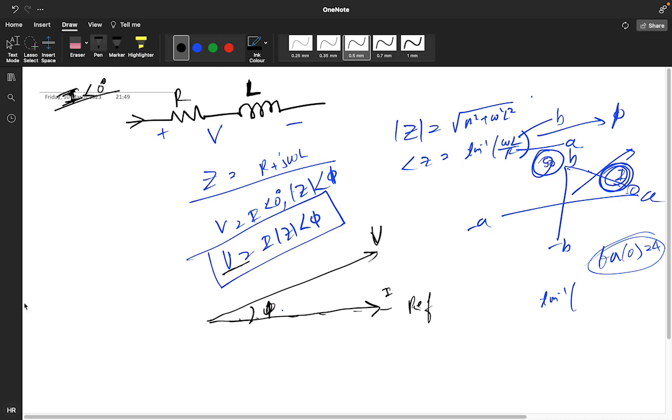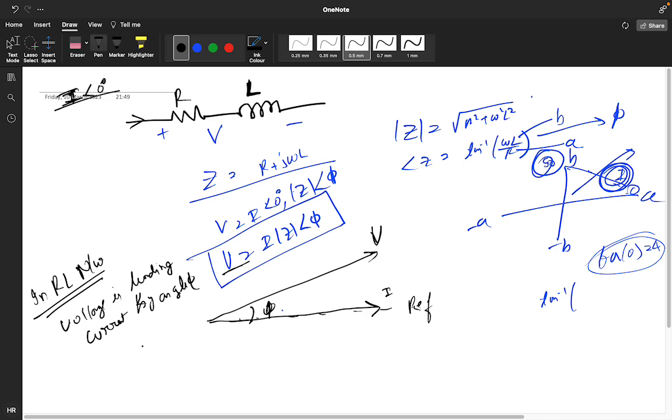So in an inductor, in an RL network, which is leading and which is lagging? Voltage is leading the current by an angle phi. Or we can also say that the current lags by an angle phi. We generally talk about the current, not about the voltage, so you always have to remember the current.